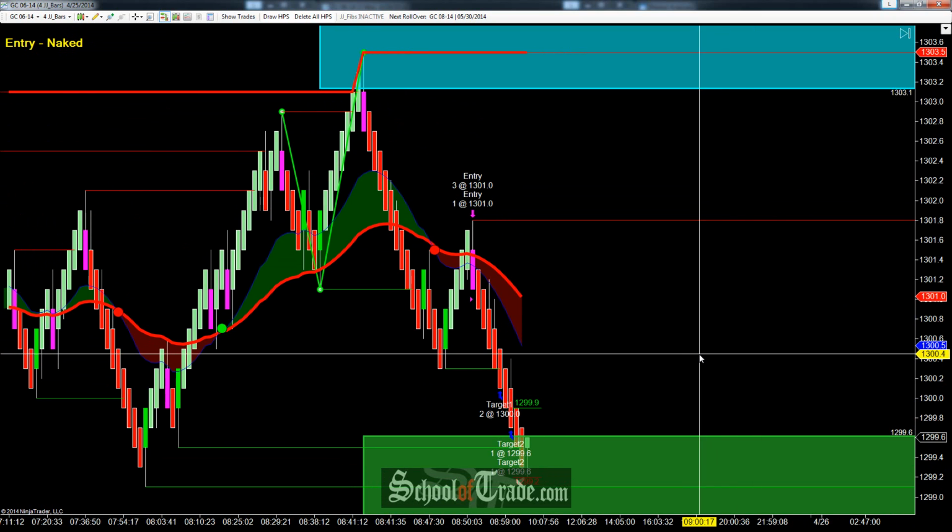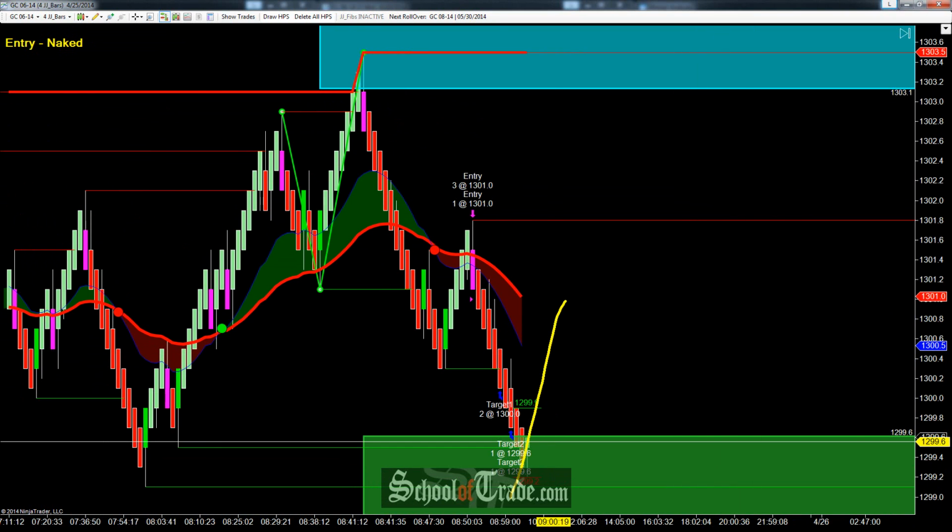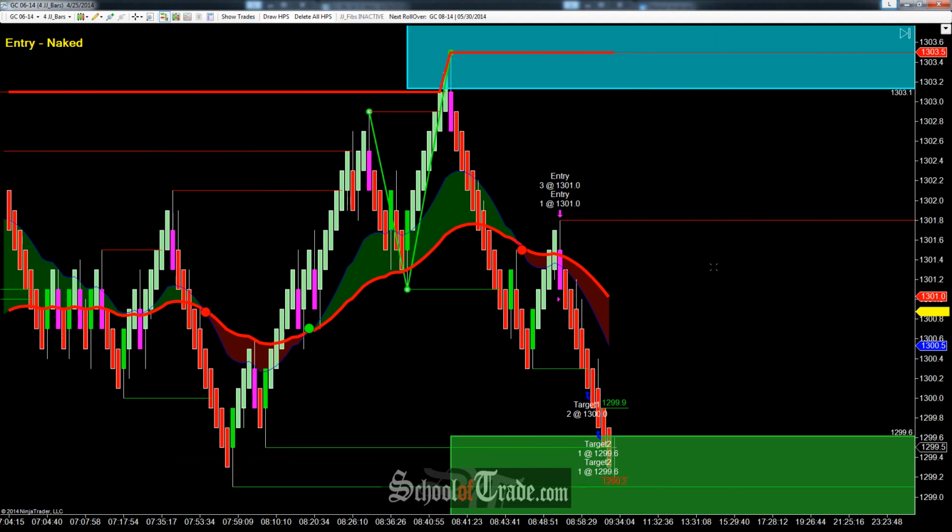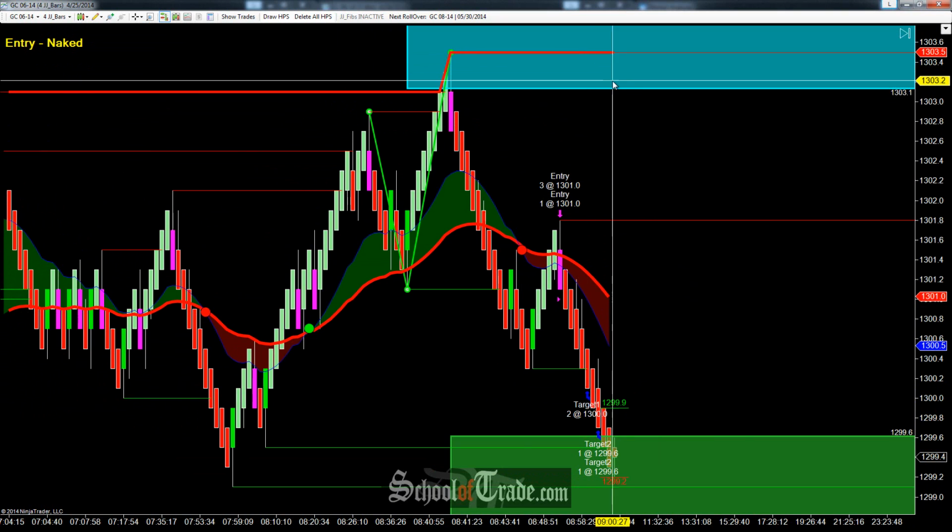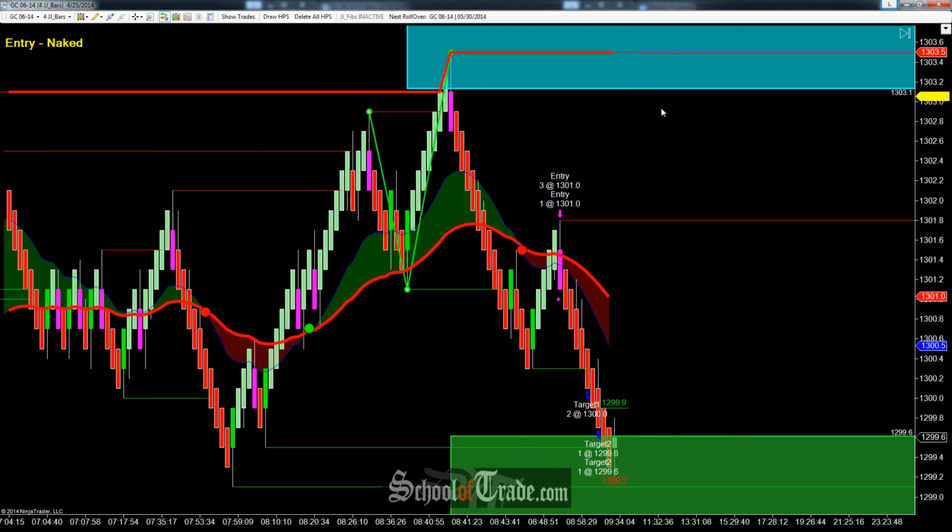Now we can look to hop in on the opposite direction. Obviously, we need to see a pattern yet, but something like a double bottom pattern or really anything that can fire off and give us a signal right back up to the upside to revisit these highs from 1303.1 up. So that's going to be the trade.